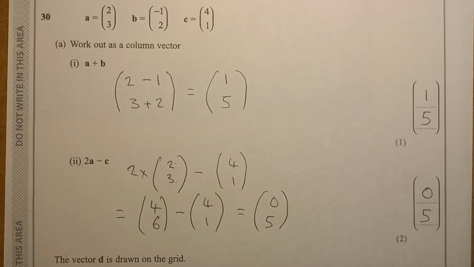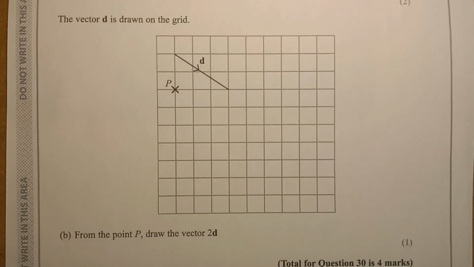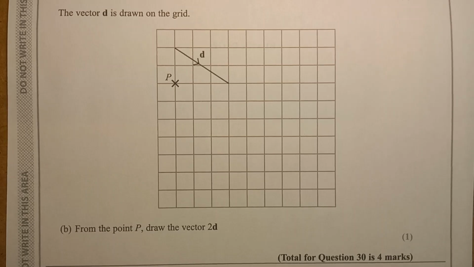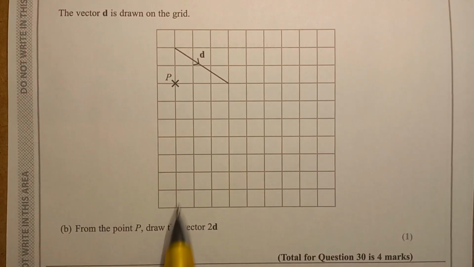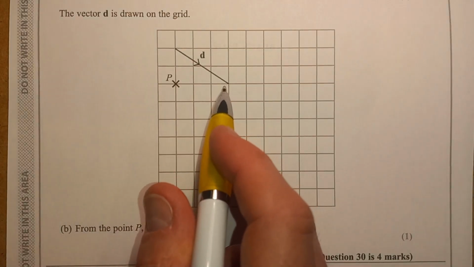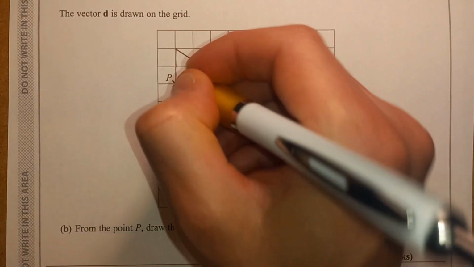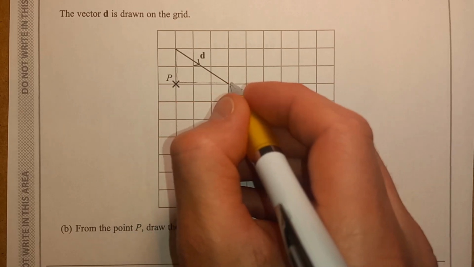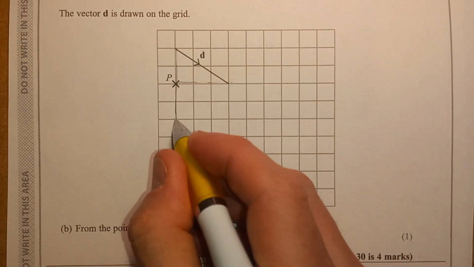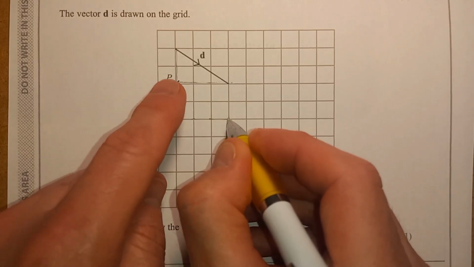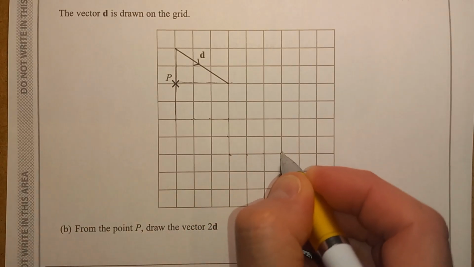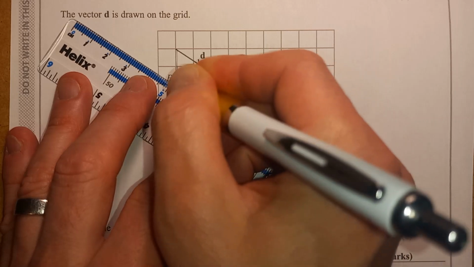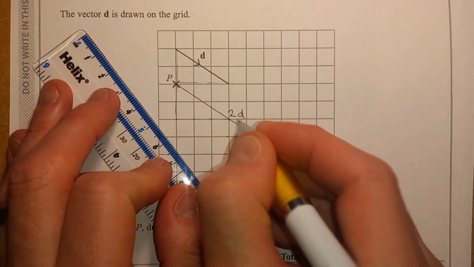There's our vector. And the very, very last part of this question, which is worth 1 mark. The vector D is drawn on the grid. It's here. From the point P, draw the vector 2D. Well, it's going to be twice as long as that. So for D, we're going down 2 and then across 1, 2, 3. And then we're going to do it again because it's 2 lots of D. So down 2 and across 1, 2, 3. So that is 2D.